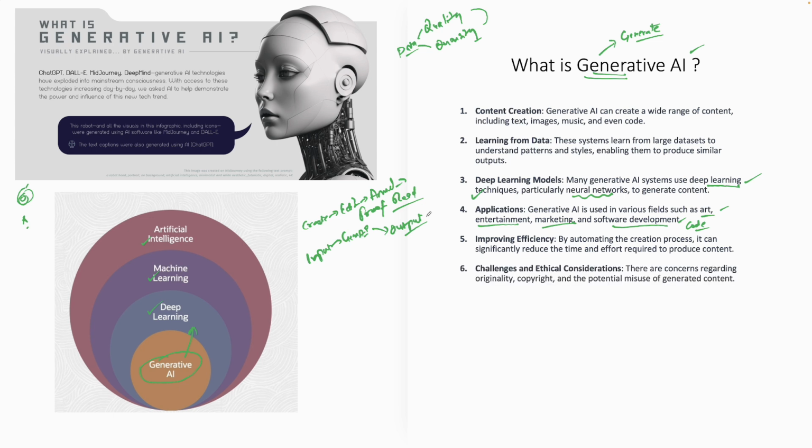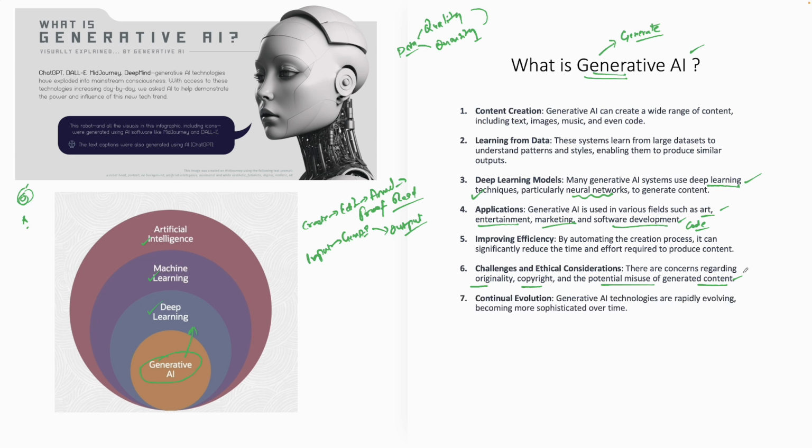Yes, there are some challenges and ethical considerations. There are concerns regarding originality, copyright, and potential misuse of the generated content. There is definitely a copyright problem. Anybody can use ChatGPT, get the content, and say, this is my original content, which is not the case. So we need to be really careful if we are using something directly from generative AI systems. But for the moment, you can just understand that there are certain challenges you need to be aware of.